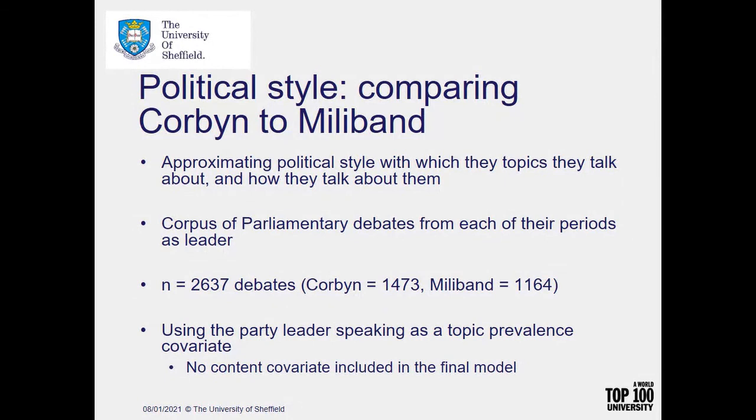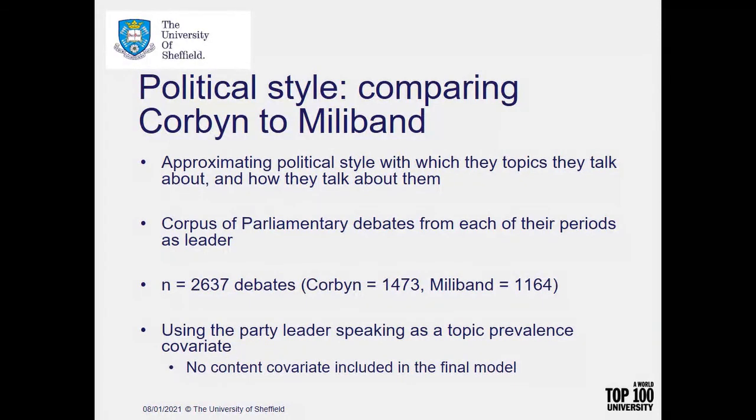For this, I had a corpus of text documents, which were transcripts of parliamentary debates, each taken from their respective times as party leaders. And this results in a corpus of 2,637 documents. And I use who is speaking as a covariate to determine the prevalence of a topic. Note that there is no content covariate here.